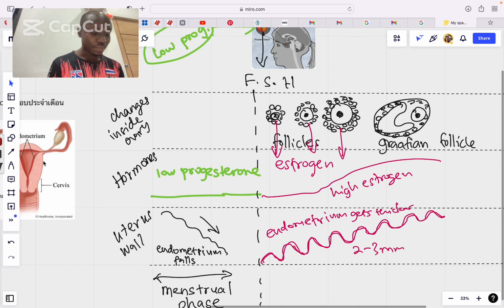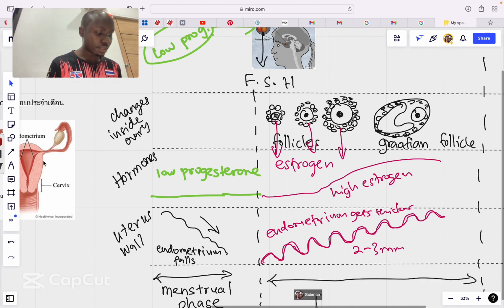Okay, so let me draw this part. This part is the second phase, and we call the second phase the follicular phase. Follicular phase because it is controlled by follicles.